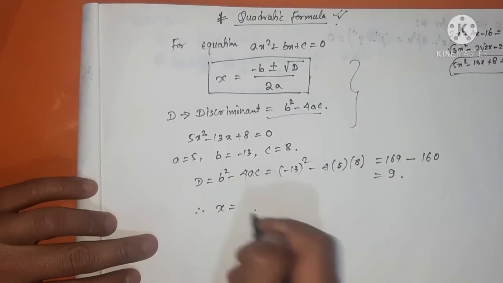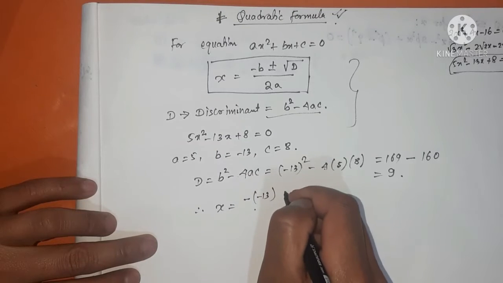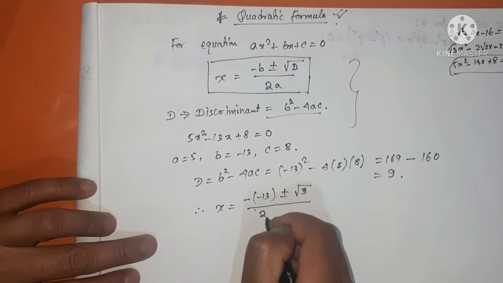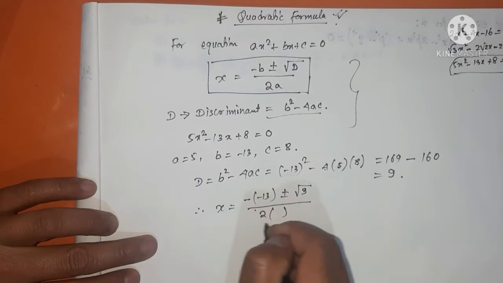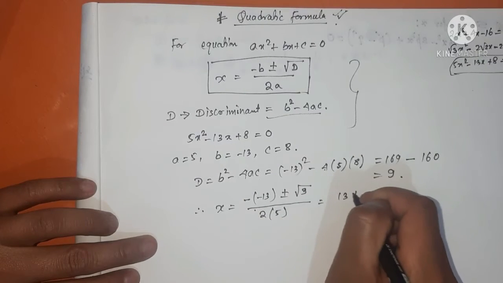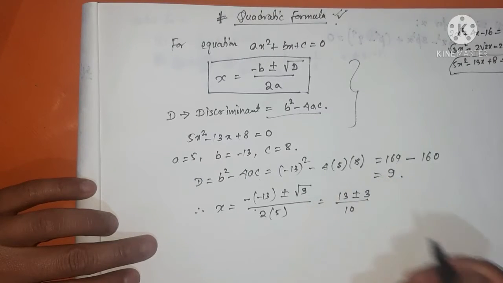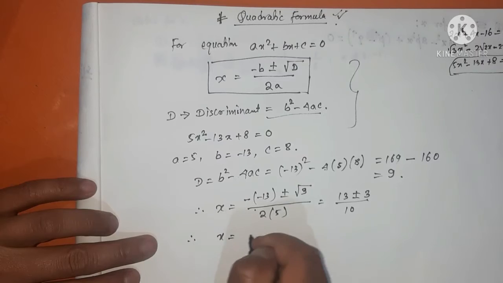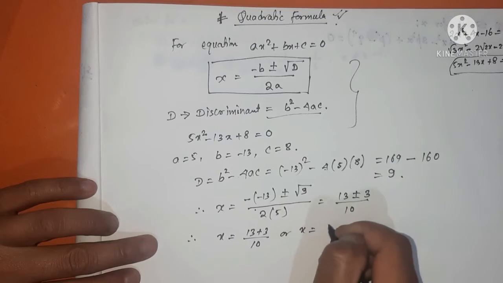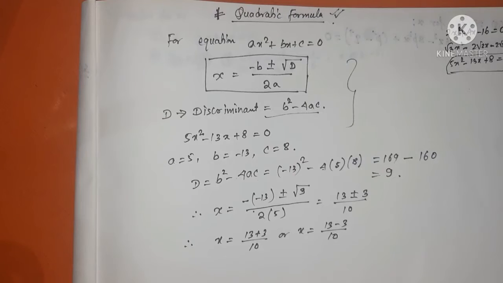Therefore the value of x will be minus b. The value of b is minus 13, so this gives you 13, plus minus square root of d, which is 9, divided by 2 into a, and the value of a is 5. Square root of 9 is 3, as you know very well, and 2 into 5 is 10. Therefore x is equal to 13 plus 3 by 10, or x is equal to 13 minus 3 by 10. One time plus, one time minus.